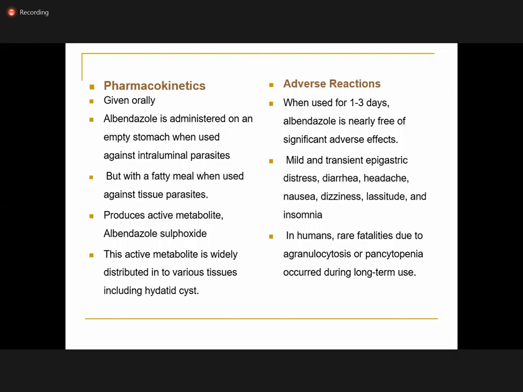It produces the active metabolite albendazole sulfoxide. This active metabolite is widely distributed into various tissues, including hydatid cysts. What I was telling you about hydatid disease is that in this condition, cysts are formed, right? So this active metabolite is very much effective, because it is the metabolite of albendazole. That is why it is very much effective against cystic diseases, like those caused by cysticercosis and by Echinococcus granulosus, which is labeled as hydatid disease, because it can reach the site of action, penetrate the cyst and enter into the cyst.